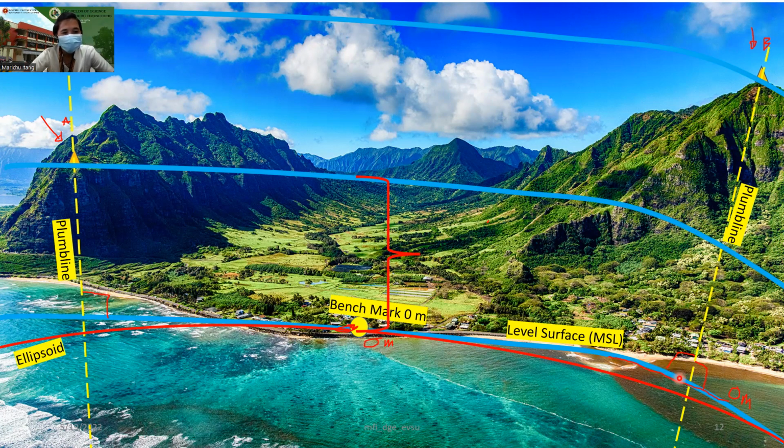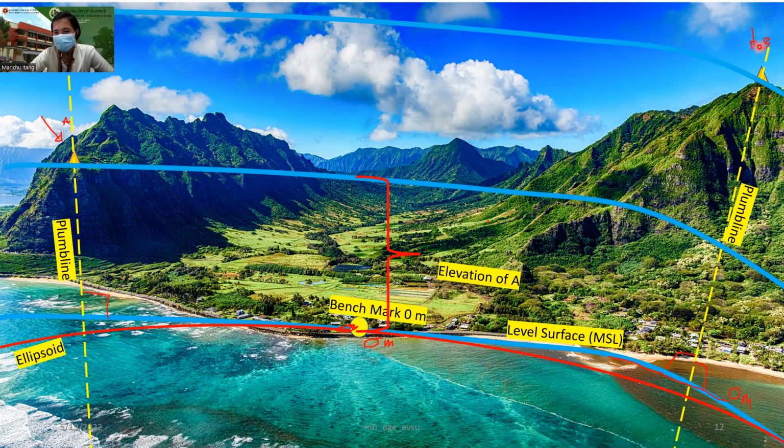Again, when we say orthometric height, that is height measured from the geoid to the point. So this is the projection of the level surface ng point A. So ibig sabihin, itong from here to here is called the orthometric height or the elevation of point A. So that is now our elevation of point A.